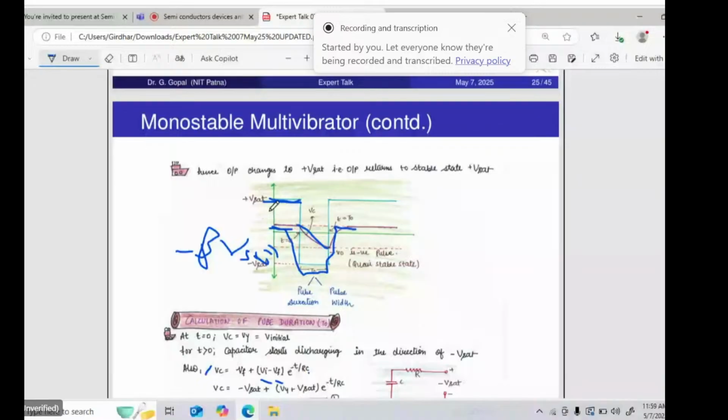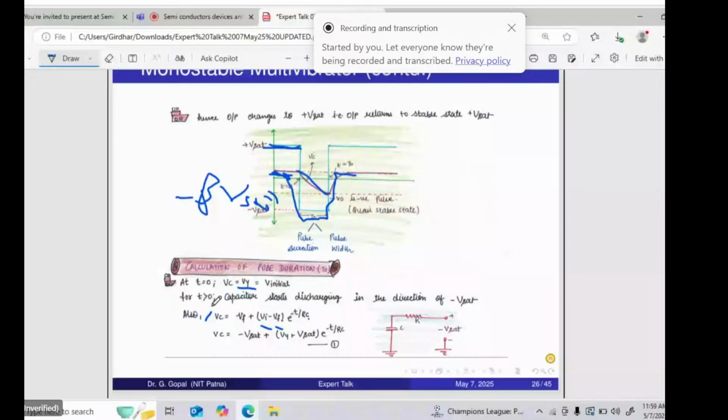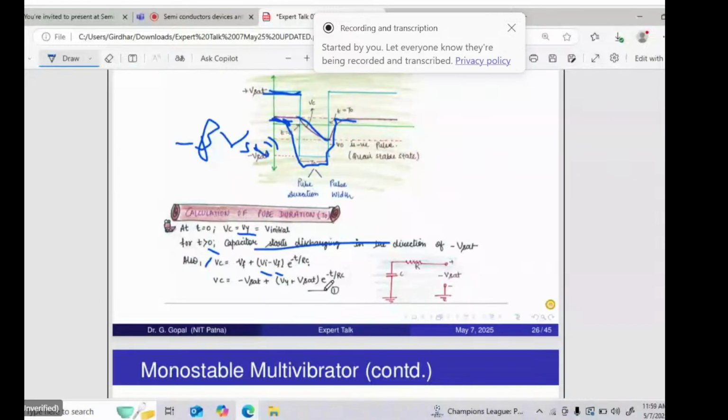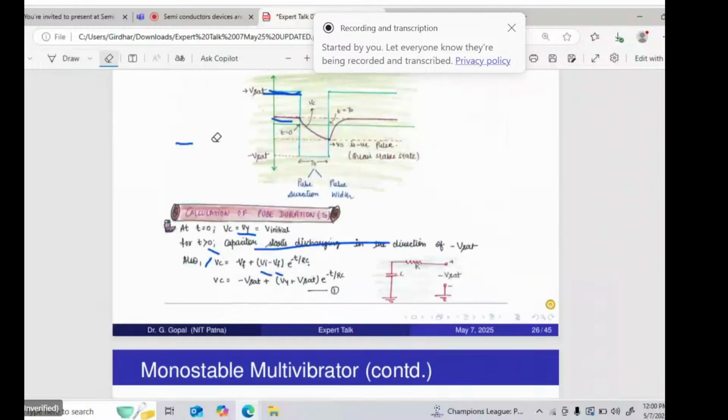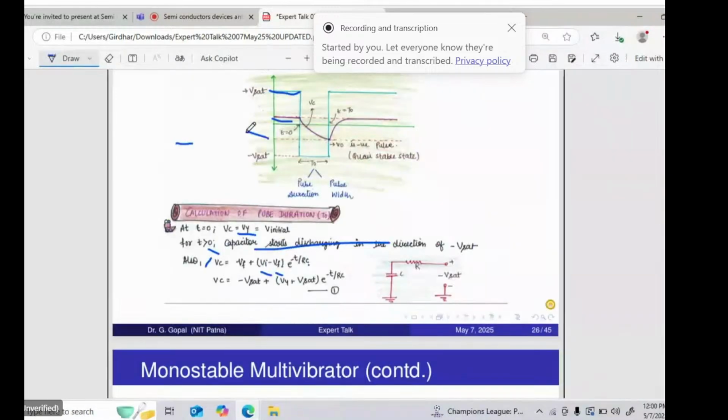Right? At t equal to 0, from this graph, what is Vc, the voltage across the capacitor? Vc is V gamma only. At that time, Vc is V gamma initially. For t greater than 0, the capacitor starts discharging. So Vc is minus V set plus V gamma plus V set, e to the power minus t upon Rc. Right? So at t equal to 0, I am erasing this. Please remember this line. This is minus beta V set.